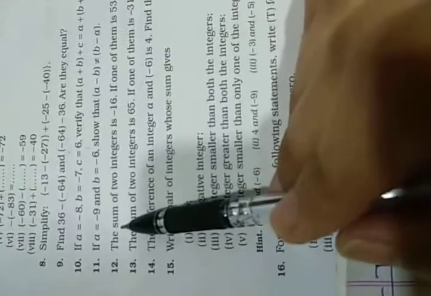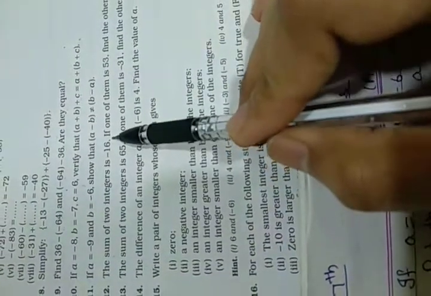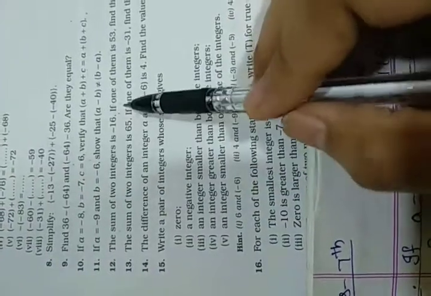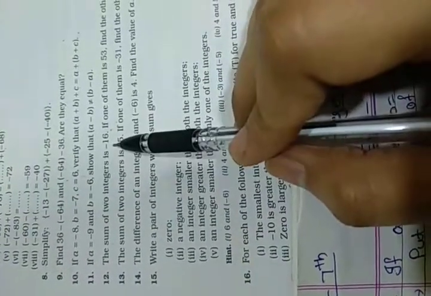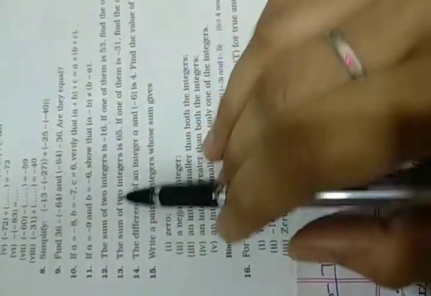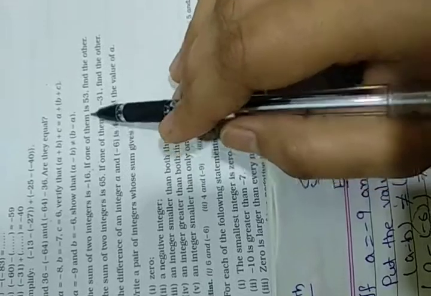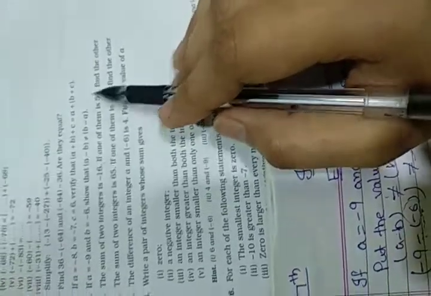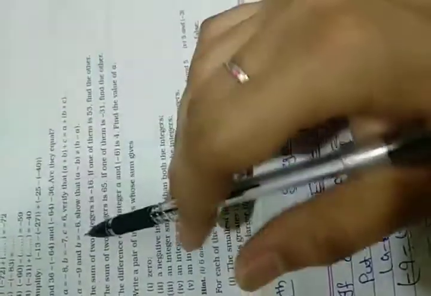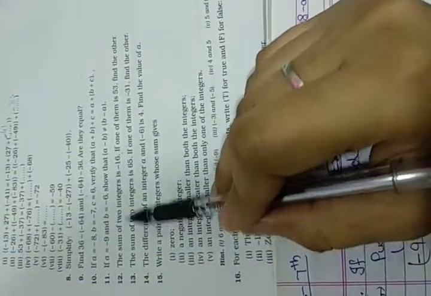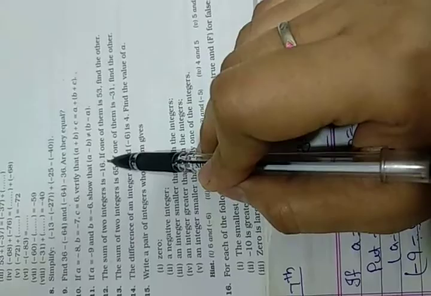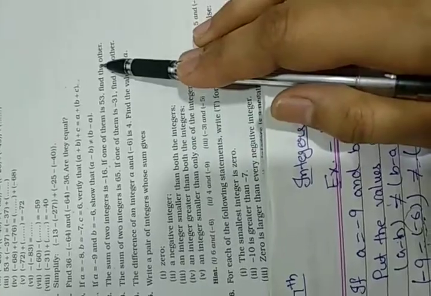Question number 12, the sum of two integers is minus 16. Two integers, you can take any two numbers, A or B, X or Y. The sum of two integers is minus 16. If one of them is 53, find the other. First of all, understand the equation. The sum of two integers is minus 16 if one of them is 53. Find the other.